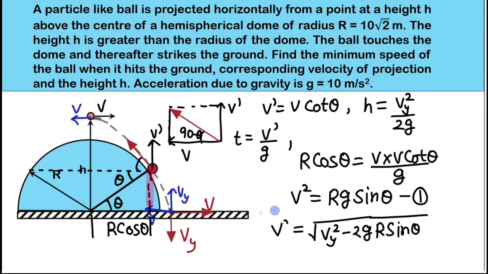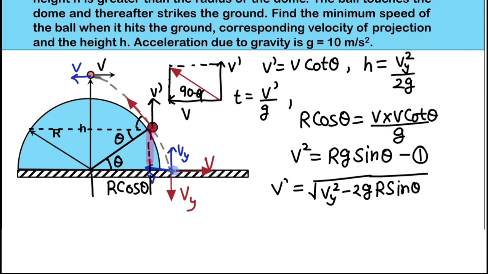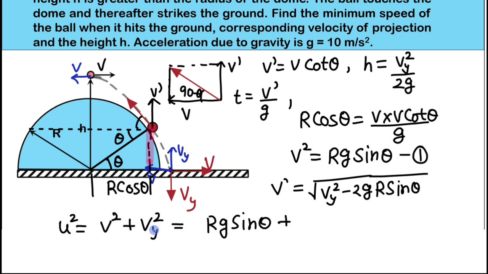I think we have enough equations to solve for the velocity at the point of landing. The speed with which the ball will land, if this is u, then u square will be equal to v square plus vy square. So v square can be written as rg sine theta, right? So let me write the whole term here, v square plus vy square, right? And v square is basically rg sine theta, and the next term vy square can be determined using this equation, right? Let me call this my equation number 2. So vy square will be v dash square plus 2gr sine theta, right?